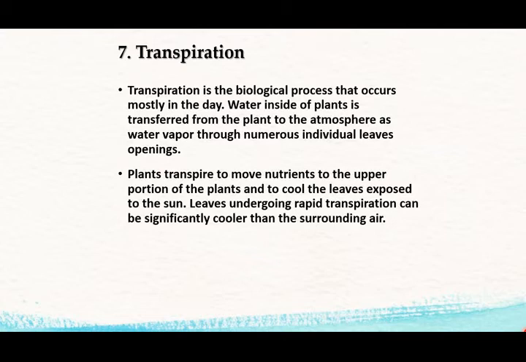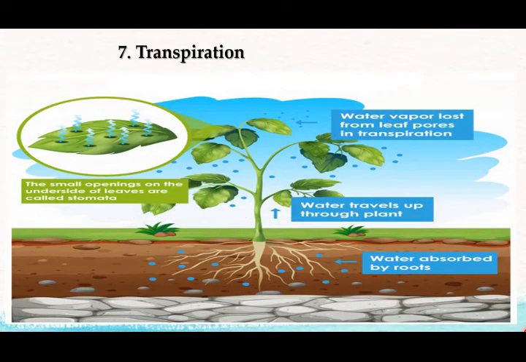Plants transpire to move nutrients to the upper portion of the plant and to cool the leaves exposed to the sun. Leaves undergoing rapid transpiration can be significantly cooler than the surrounding air. Transpiration is greatly affected by the species of plants that are in the soil, and it is strongly affected by the amount of light to which the plants are exposed.